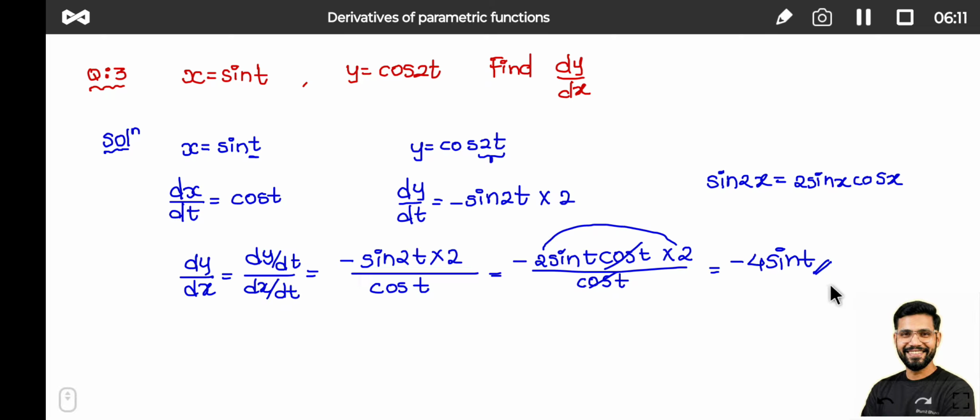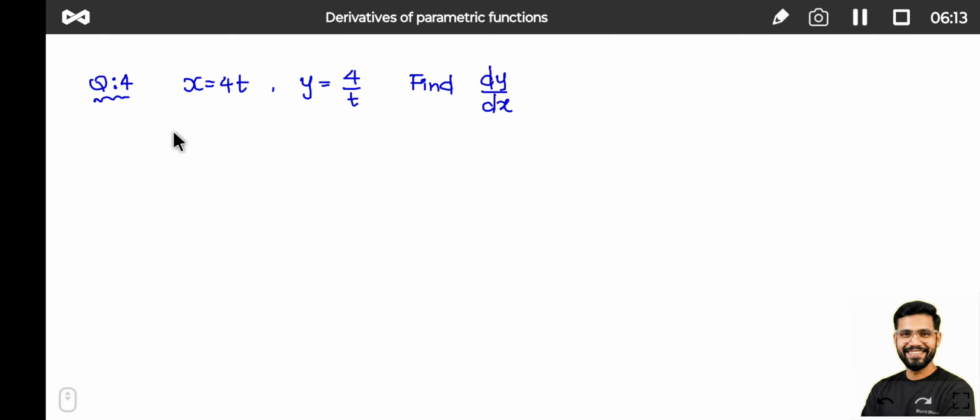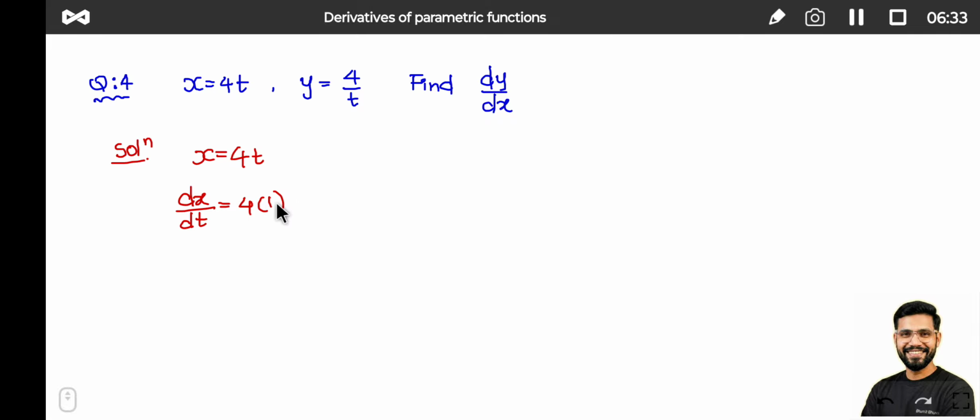Look at the next question. So next we have x is equal to 4t and y is equal to 4 upon t. The variable in both cases is t. So x is equal to 4 times t. If we take the derivative with respect to t, we will get dx upon dt is equal to 4, a constant, times the derivative of t, which is 1. So we will get 4 as the answer.